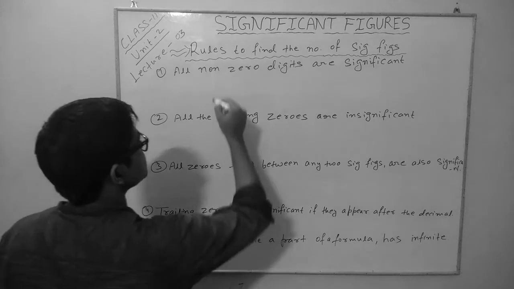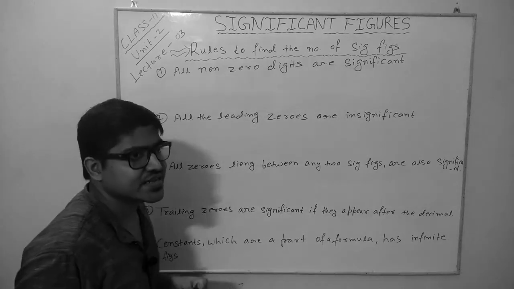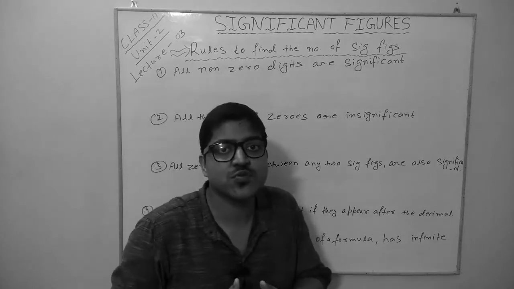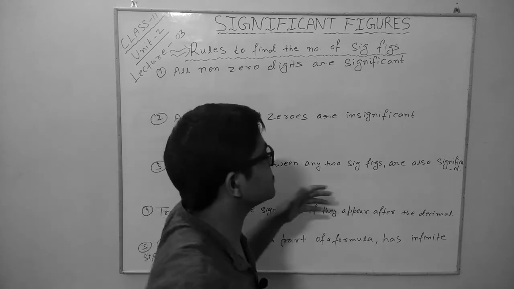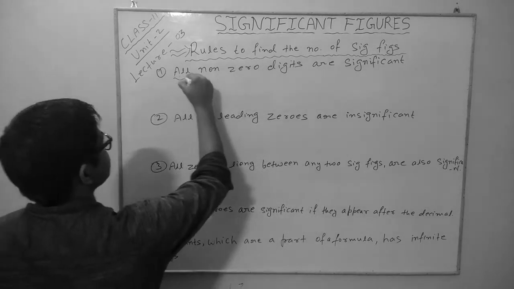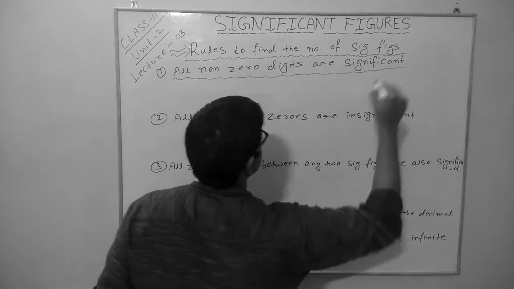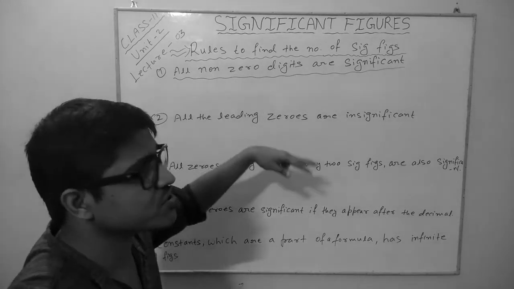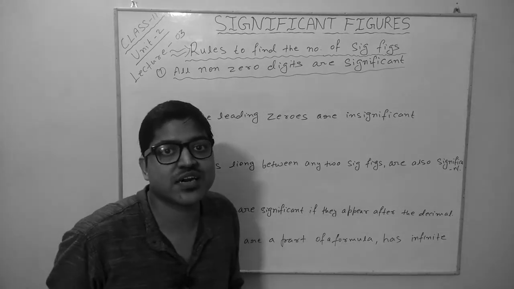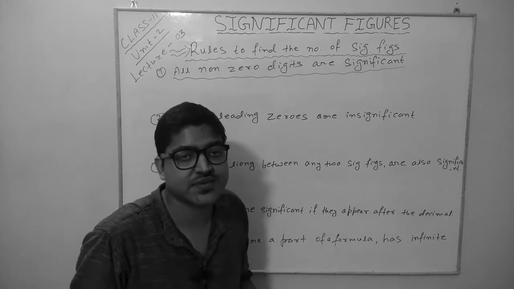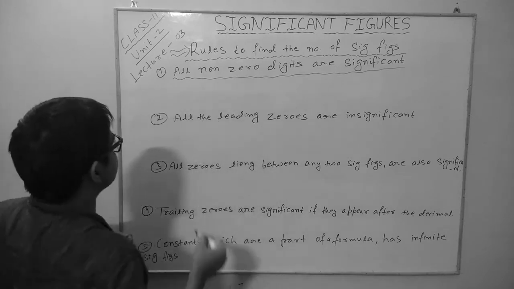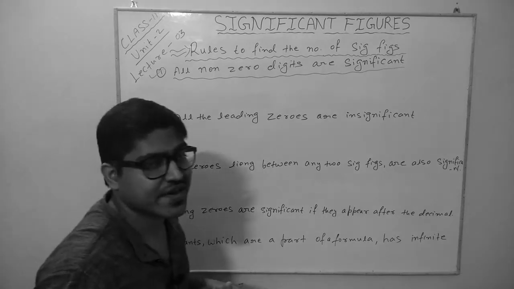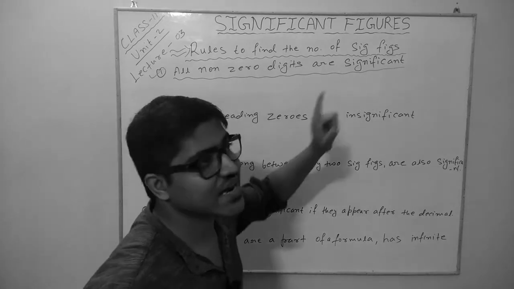Now let's learn the rules to find the number of sig figs. There are 7 to 8 rules. Let's study them one by one. The first rule says all non-zero digits are significant. Of course, we are talking about measured values, a number that we have obtained from measuring some physical quantity. The first rule says in any measured value, all non-zero digits are significant.